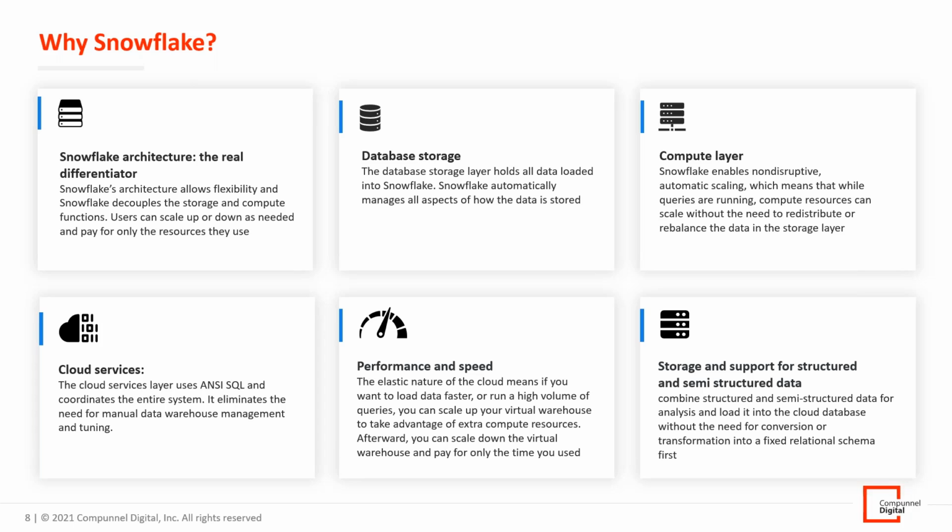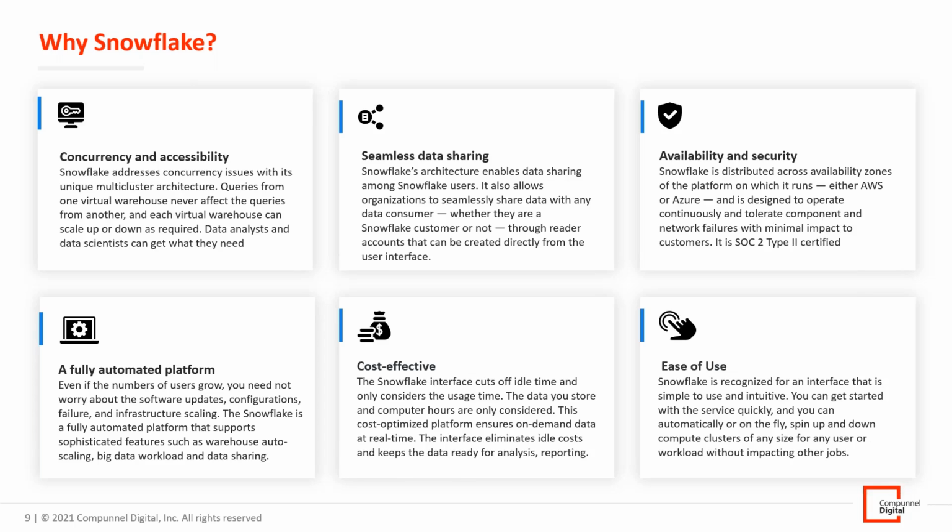And there are a couple of other features I mentioned here. So what are those? You can see in this slide, concurrency and accessibility. So what does it mean, the concurrency and accessibility? Snowflake addresses concurrency issues with its unique multi-cluster architecture. So this is the most important and unique feature about Snowflake. It follows the multi-cluster architecture. So whenever there is a need for concurrency, queries from one virtual warehouse never affect the queries from another. That means each virtual warehouse can scale up or scale down as required on its own.